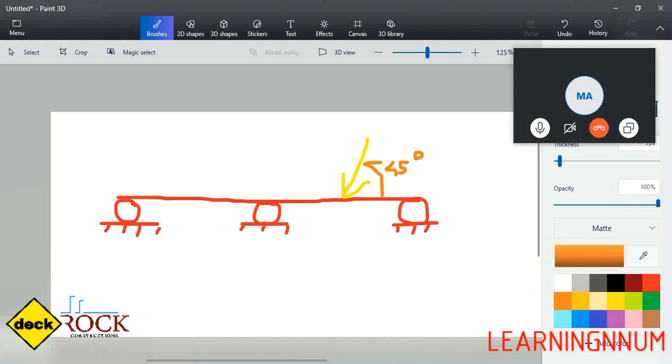Okay, how many equilibrium equations in total would be there for this condition? 2 or 3? Why?